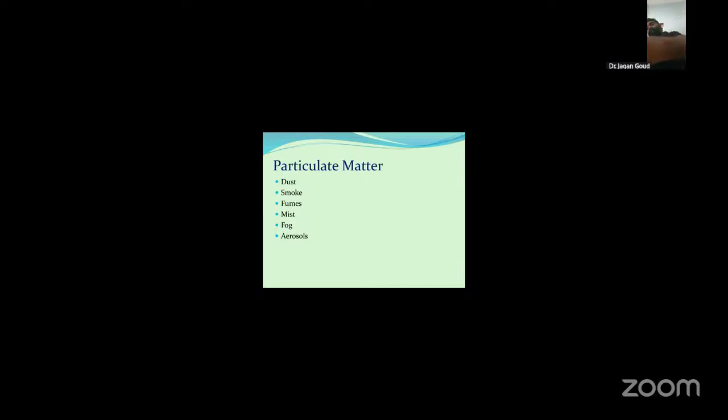Source apportionment uses methods like positive matrix factorization and chemical mass balance. Measurement techniques are the gravimetric method and high volume samplers. Okay. TEOM, the tapered element oscillating microbalance, and the beta attenuation monitor. Okay. Coming to the next slide, effects on humans.